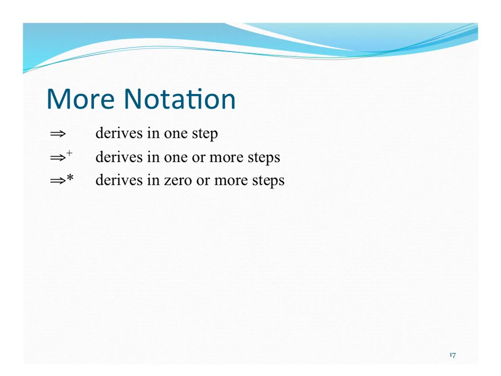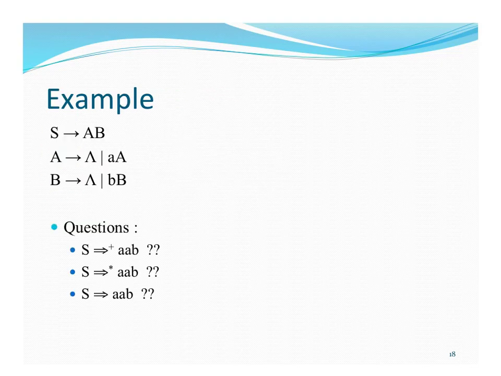More detailed notation: the double arrow by itself means derives in exactly one step. If you stick a plus on it, that means derives in one or more steps. And if you stick a star on it, that means derives in zero or more steps. This shouldn't be too surprising.